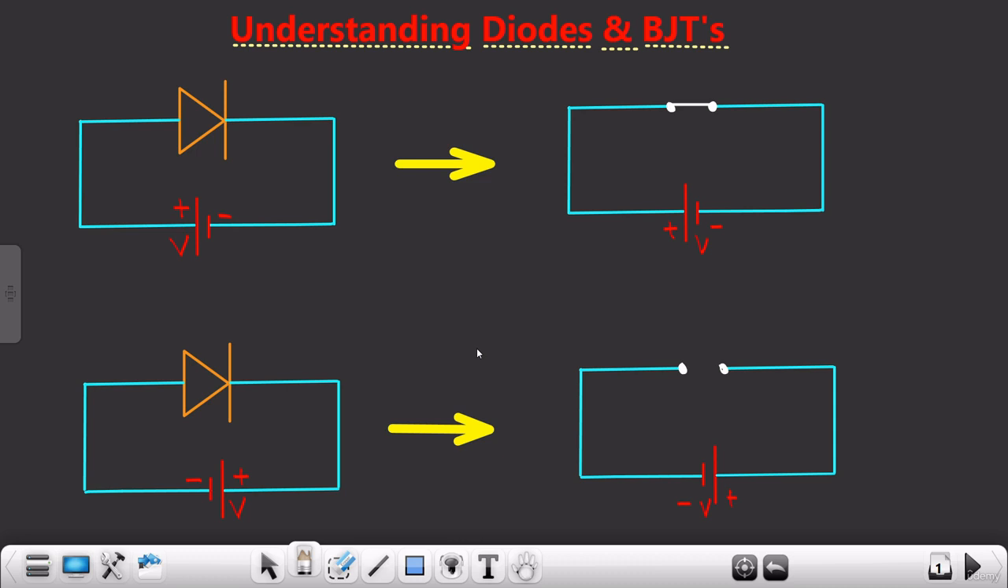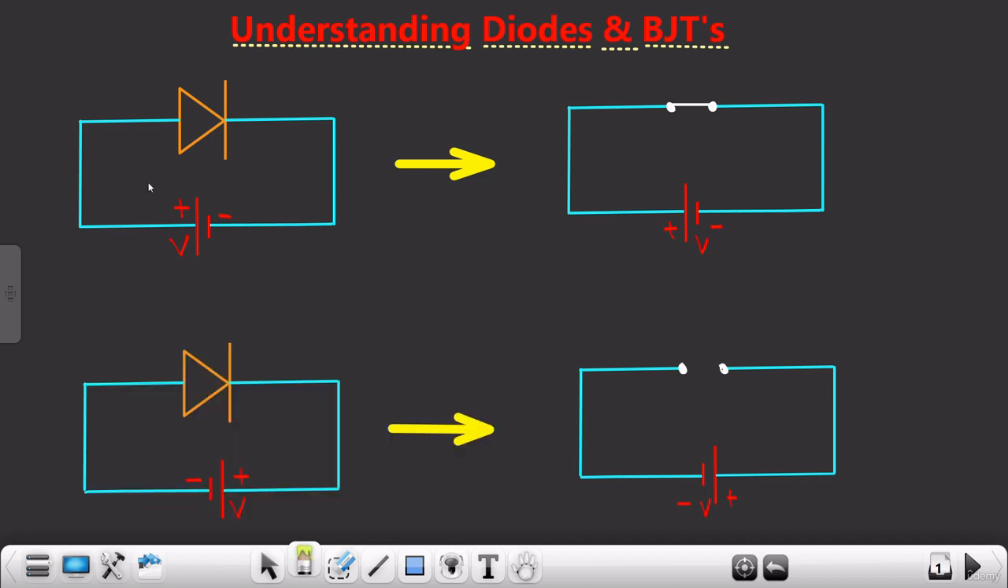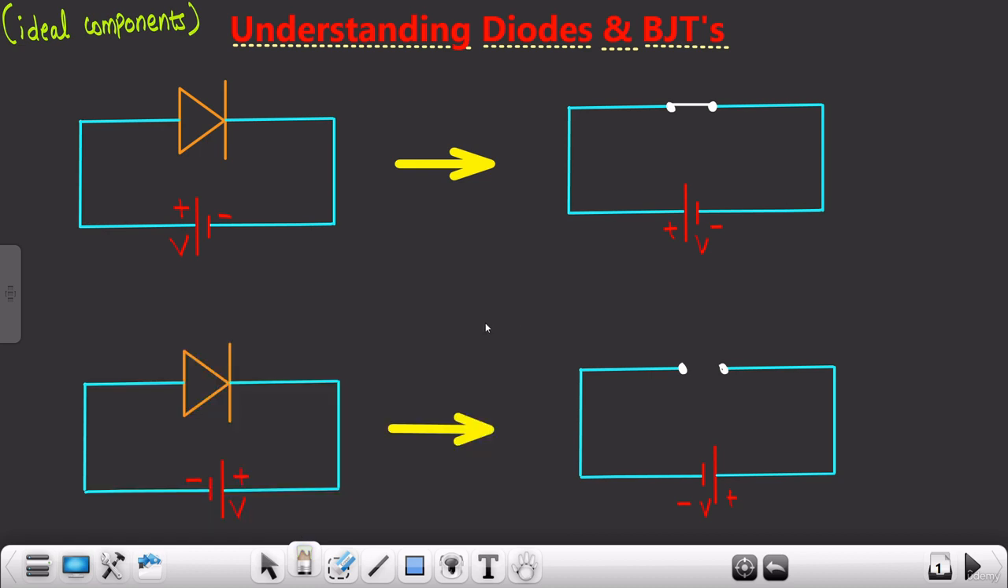But before starting with the diode, let me tell you what conditions we are assuming for the components, that is diode and BJT. We are considering them as ideal components. What I mean is, we all know that the voltage drop across the diode is 0.7 volts for it to operate as a switch, right? So ideal means it won't consume any voltage.